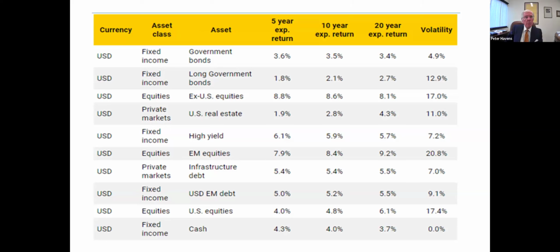Ex-US equities, which includes Europe, Asia, South America, every place that there's a stock market, India. The average they expect over the next 5 years is 8.8%, 10 years 8.6%, 20 years 8.1%, with volatility pretty close to what the volatility in the U.S. is. Go down to the next to the bottom line, and you'll see U.S. equities woefully behind, with a 4% expected rate of return for the next 5 years, 4.8% over the next 10. And it takes up to 20 years for the U.S. equities to start to catch up with some of their international peers.